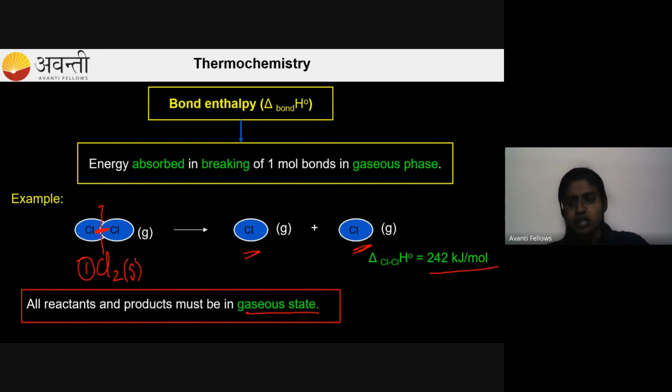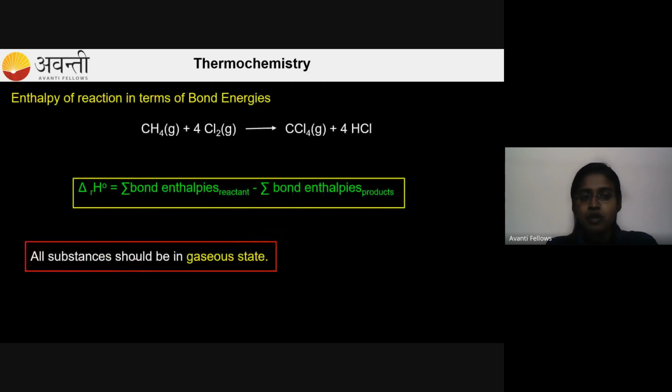Got it? Now, the enthalpy of reaction in terms of bond energies can be calculated using this formula. Suppose you want to find delta H R naught by using bond energy values, just do reactant minus product. All the bond energy values will be given to you in the examination. Who are the reactants here? CH4 and Cl2 are the reactants. The bond energies for these will be given in the question. You just have to sum those up on the left side and subtract the product bond energy values. That's all. And all substances should be in gaseous state.